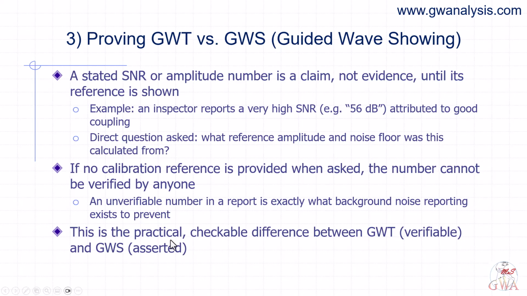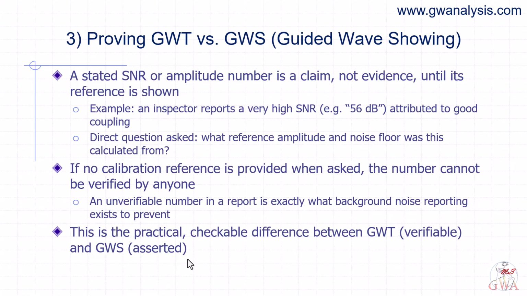This is the practical, checkable difference between GWT, where every figure can be traced back to a calibration reference, and the guideway showings, GWS, where a number is simply asserted. The visual proof of GWS is a one-page report with decay curves for 200 feet coverage. The verbal proof of guideway showing is saying that the software did it when asked how the inspection range and attenuation were decided.